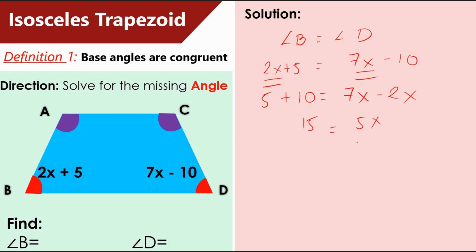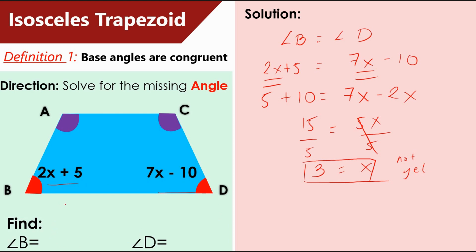For the next step, you're already familiar with this part. We need to divide both sides by 5 so that we can get the value of x. 15 divided by 5 is equal to 3. This is not yet the final answer because we need to solve for the actual measurement of B and D. Let us try to solve first angle B.